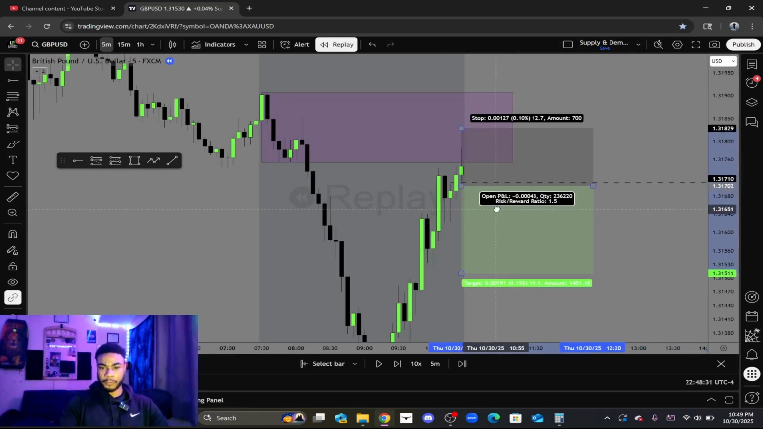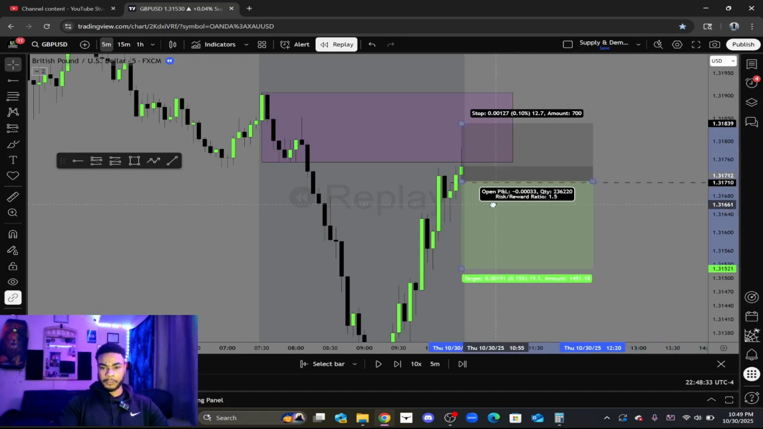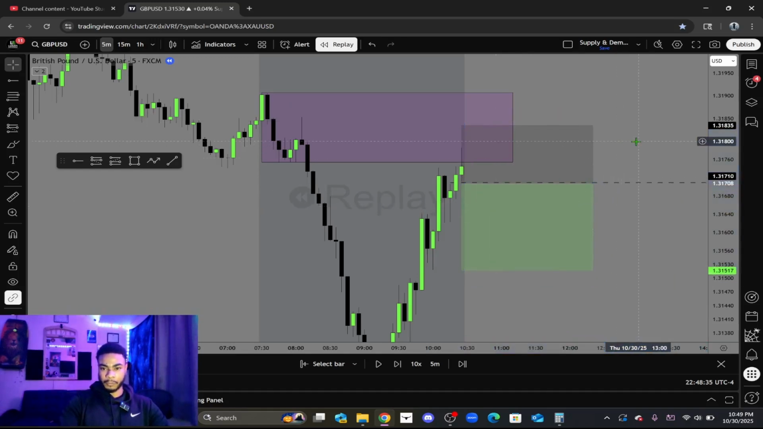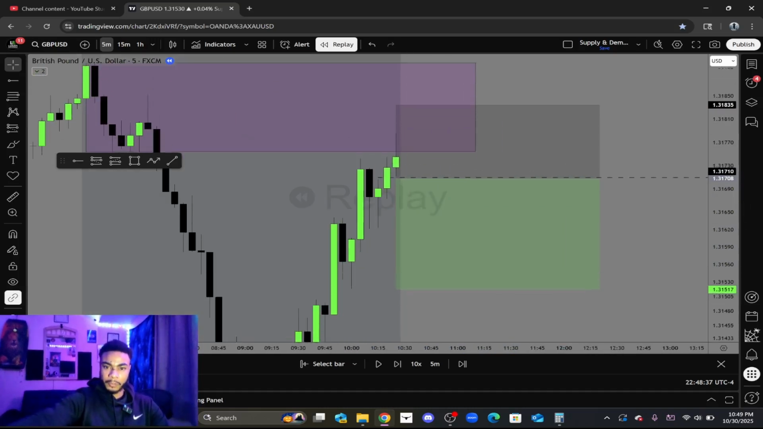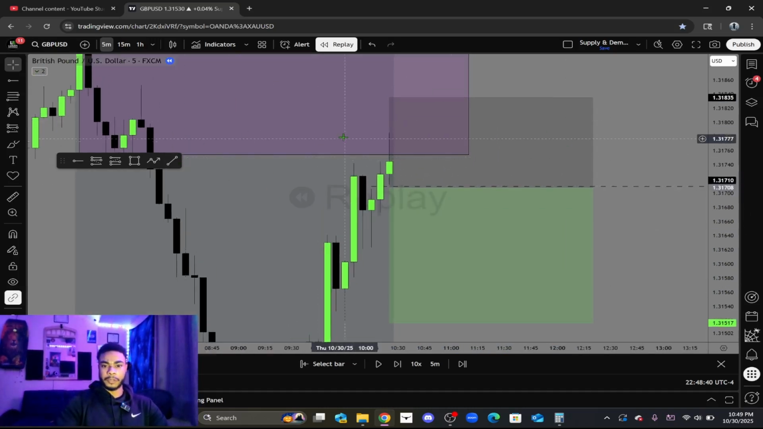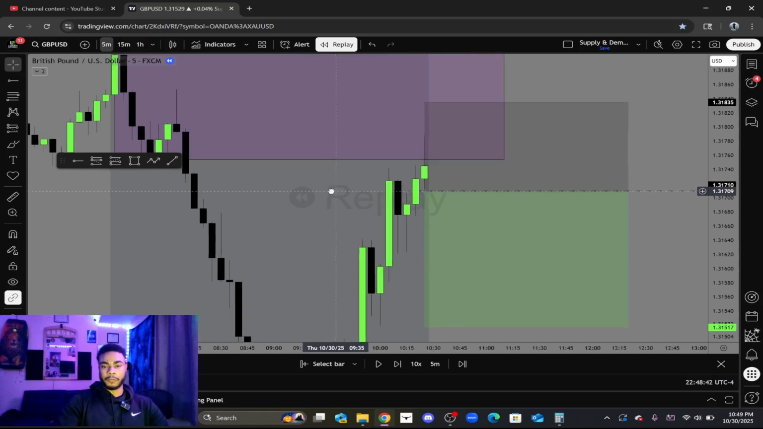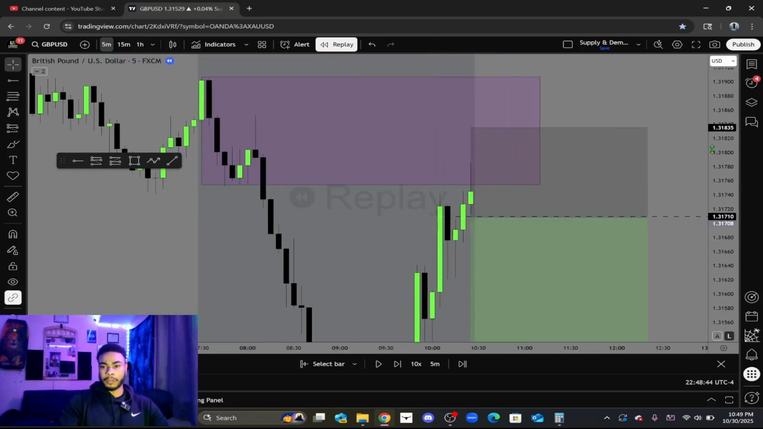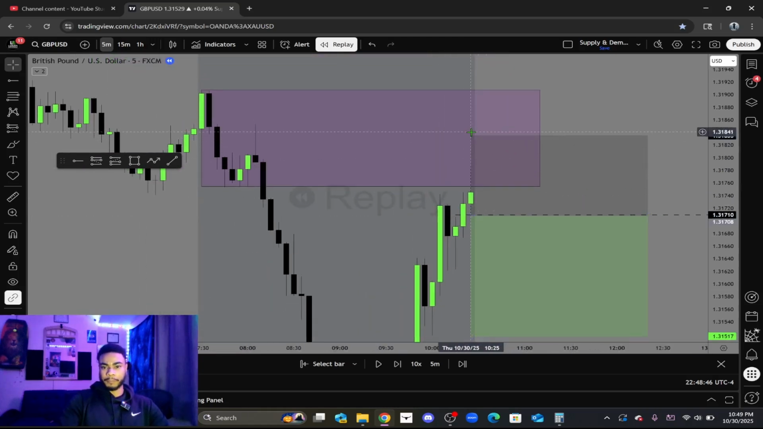So let's say price comes up, hits our zone, and then begins to reject. Now, when price breaks the next candle low, I'm getting in for sales, but I want to calculate how much I'm risking in the trade, what lot size to use.